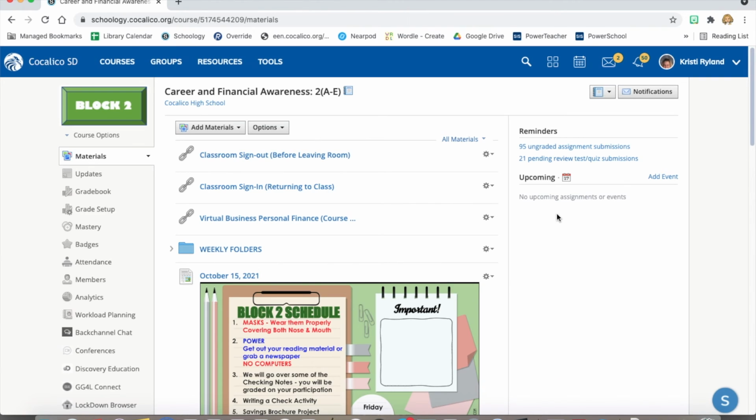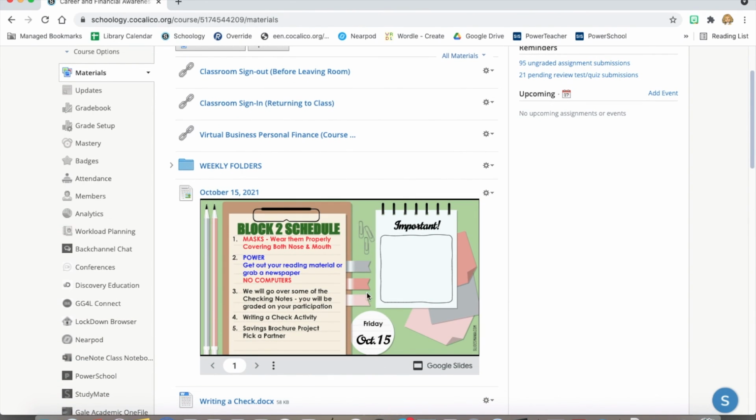I typically have a calendar along the side here of what we're going to do each day, and also if there's an assignment that's due, it will be posted there. There isn't anything right now as we're going into a new week, and they don't have anything due right now. But that's another place that they can check to see what's upcoming for the week. And again, this bulletin here is what's happening that particular day.